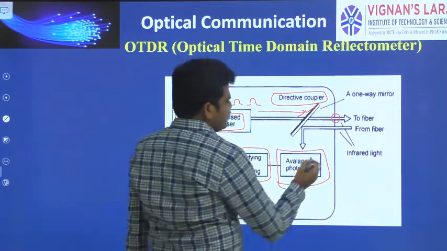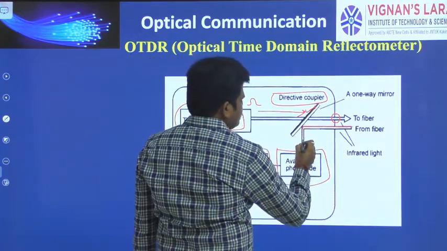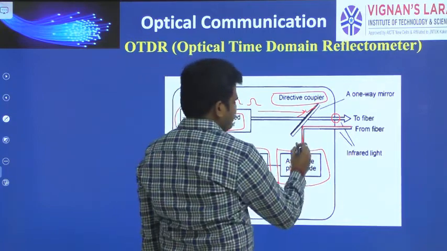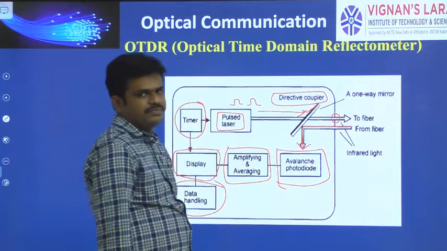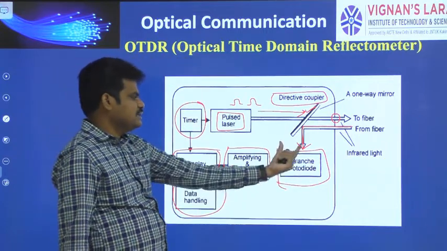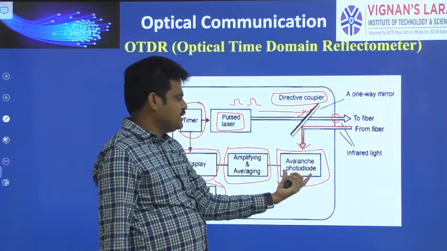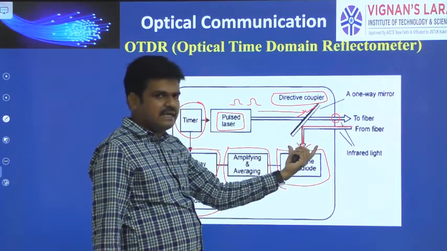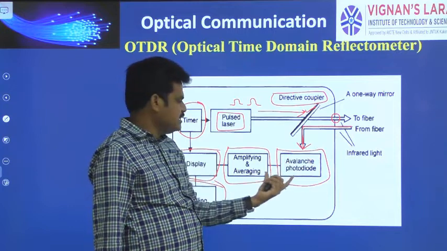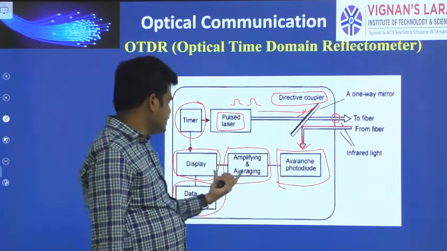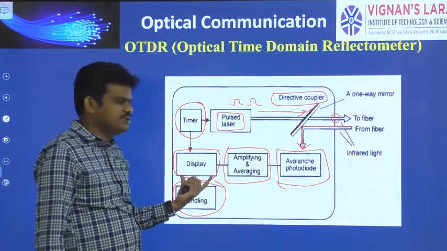The reflected light will be collected through another port, the direction coupler, and given to the avalanche photodiode. The photodiode converts the amount of reflected light into voltage. That voltage is displayed on the display unit.